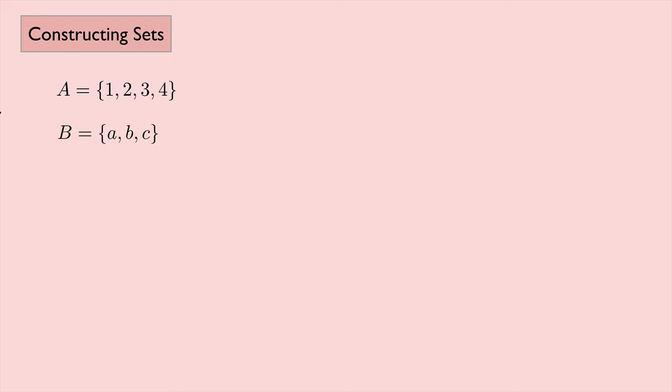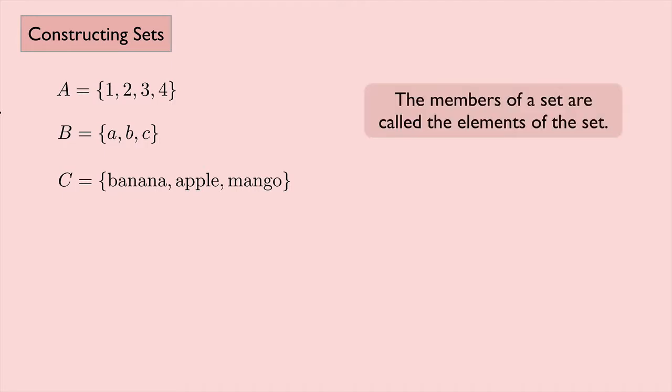How about the set B? That has the letters A, B, and C. And we could also have a set like set C, which has banana, apple, and mango. So the idea of a set is very general. It doesn't just have to include numbers. It could include all kinds of different things. The members of a set are called the elements of the set.